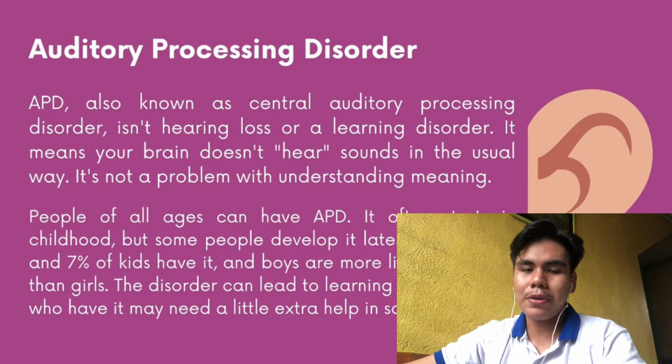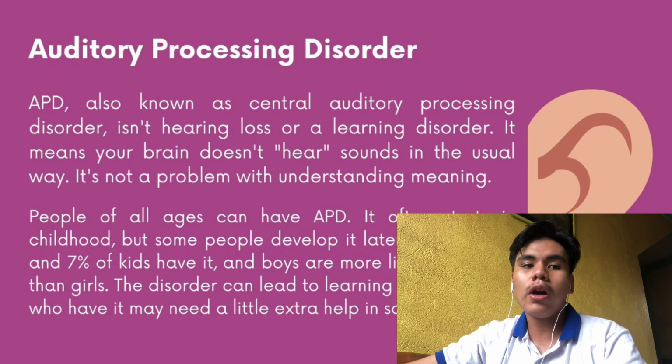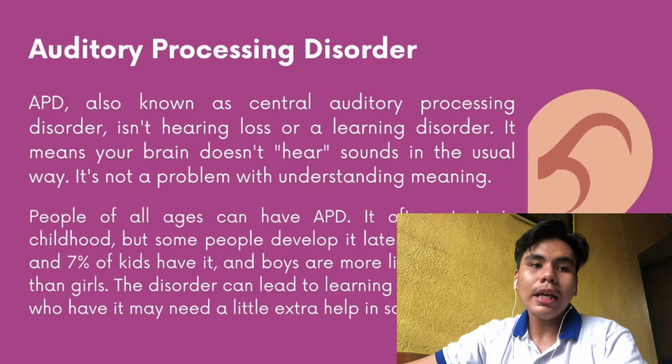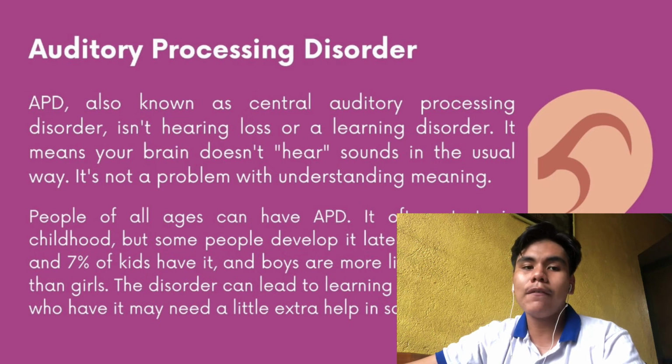Auditory processing disorders. Auditory processing disorder, or APD, also known as central auditory processing disorder, isn't hearing loss or a learning disorder. It means your brain doesn't hear sounds in the usual way. It's not a problem with understanding meaning. People of all ages can have APD. It often starts in childhood, but some people develop it later. Between 2% and 7% of kids have it, and boys are more likely to have it than girls. The disorder can lead to learning delays, so kids who have it may need a little extra help in school.